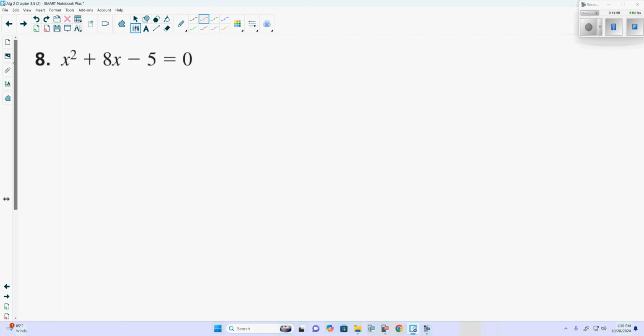X squared plus 8x minus 5 equals 0. So again, the first thing we'd be looking for is making sure we got most of our terms on the same side. X squareds are on the one side, x's are on the same side. It's going to make it easier if a is different from 1. But here, is the value of a equal to 1? Yeah, the number in front of that x squared is 1.